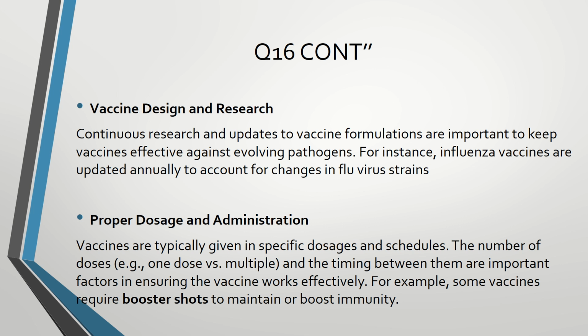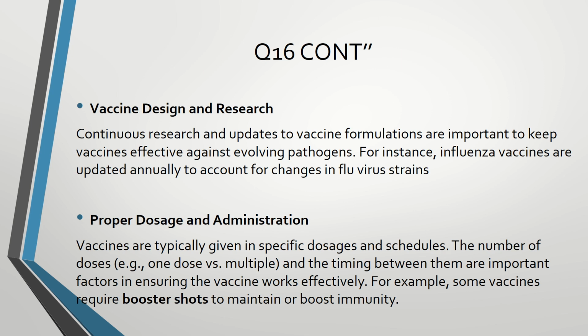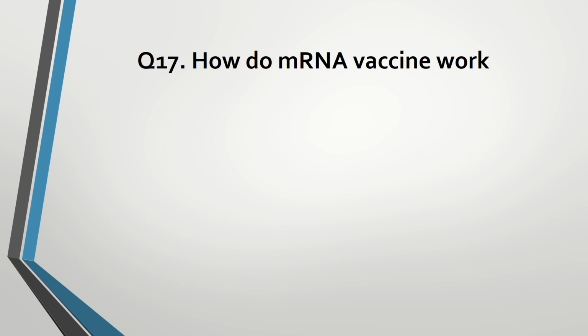Here they say vaccines are typically given in specific dosages and schedules. The number of doses and the timing between them are important factors in ensuring the vaccine works effectively. That's the end of question number 16. Let's continue to question number 17.